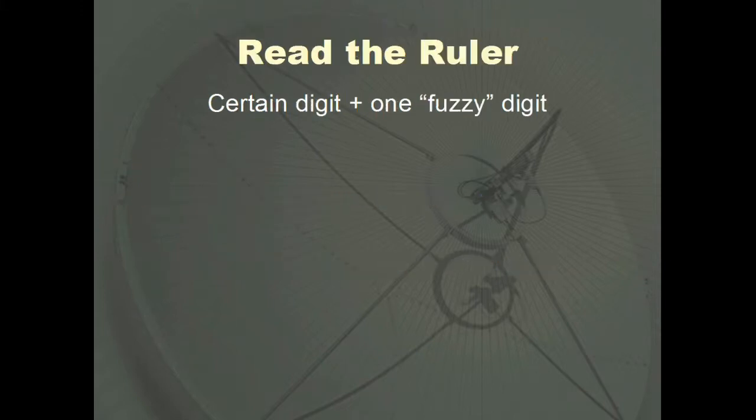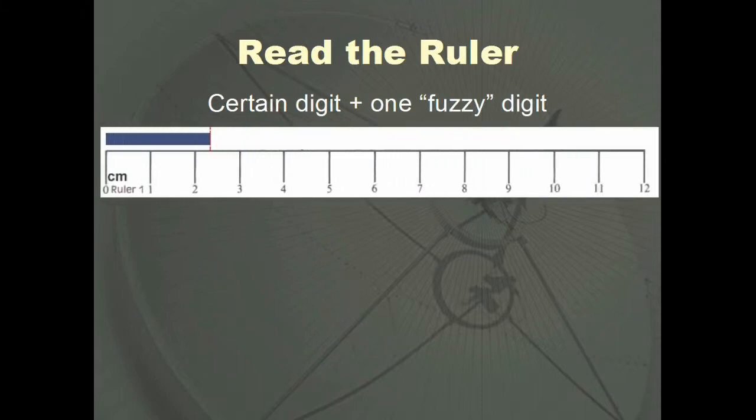Well, let's read a ruler and see which digits are certain and which ones are my fuzzy digits, which gives me the significant digits for reading that instrument. Alright, here's a very coarse ruler. It is only centimeters, and there's a blue bar. What is the length of this blue bar? Now, which ones are the certain digits?